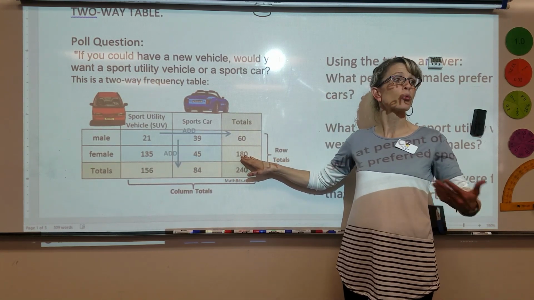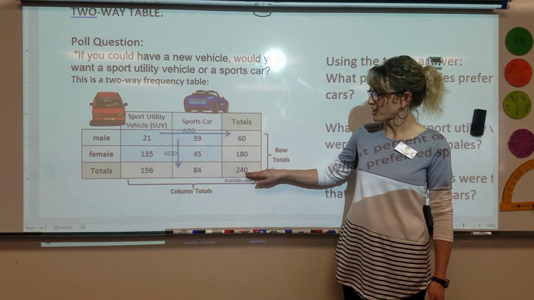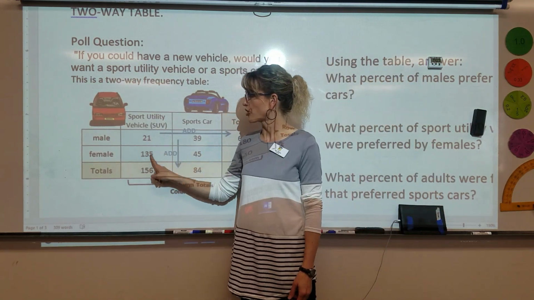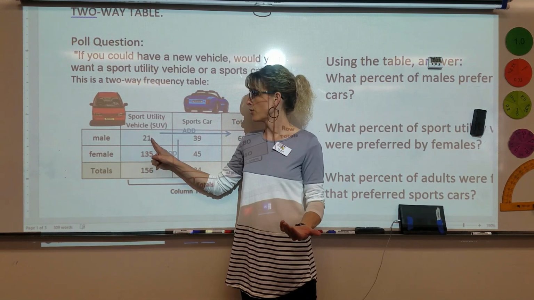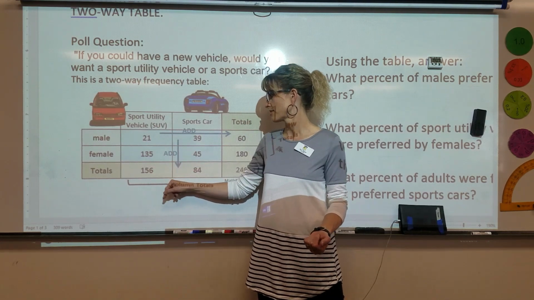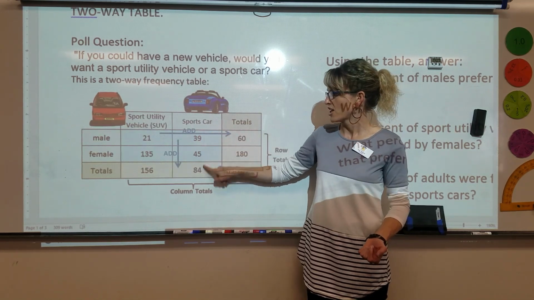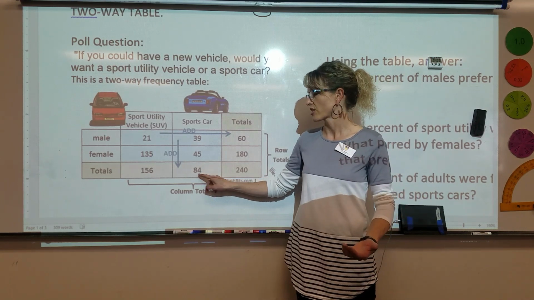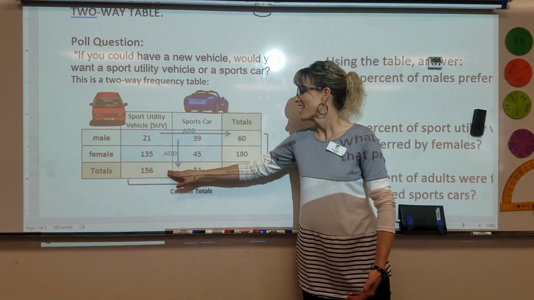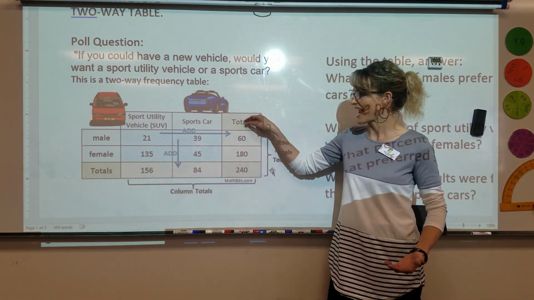For some reason, there were more women that voted in this poll. If you take all of the men and all of the females and add them together, there were a total of 240 voters in the poll. Now let's back up to over here. If I total all the people who voted for sport utility, I had 21 male voters and 135 female voters, and I got 156. If I add going this way, 39 men preferred sports car and 45 females preferred sports car, so 84 people preferred sports car. If you add up the 156 sport utility preferers and the 84 sports car preferers, that adds up to the same total. So if the totals match up across and vertically, you know you did it right.